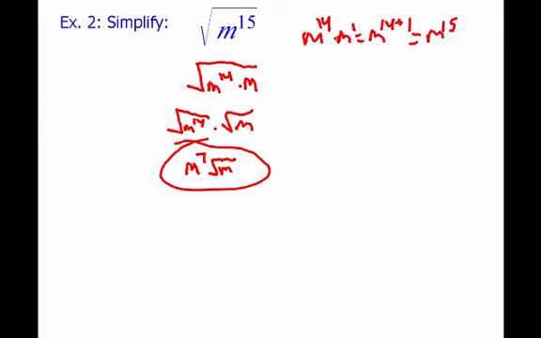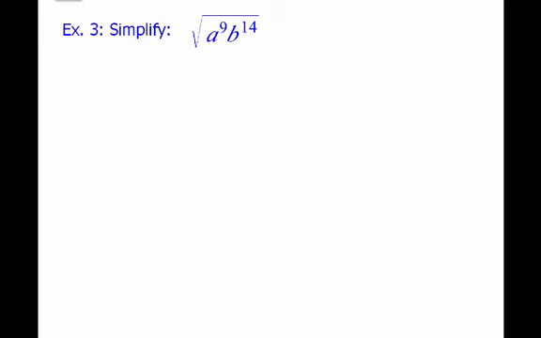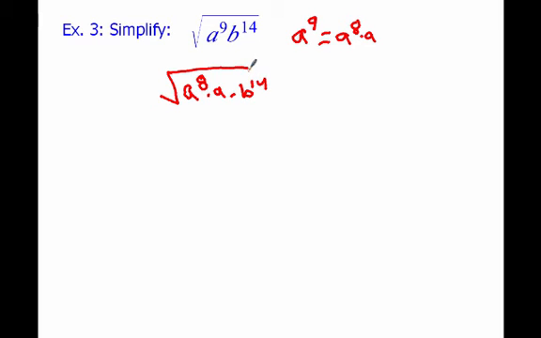Now we can do this even if we have more than one variable. So, we're going to simplify the square root of a to the 9th times b to the 14th. So let's think about this. A to the 9th is not a perfect square, but a to the 9th equals a to the 8th times a. So I can split this into a to the 8th times a. B to the 14th is a perfect square, so I'm not going to do anything with it. I'm just going to leave it alone for now. It's an even power, so it's a perfect square.